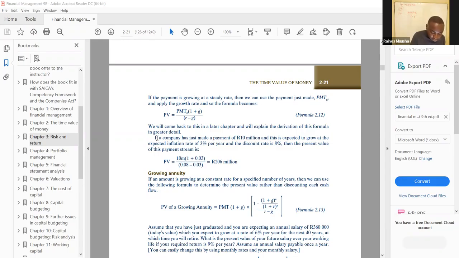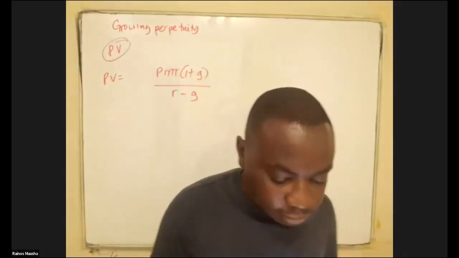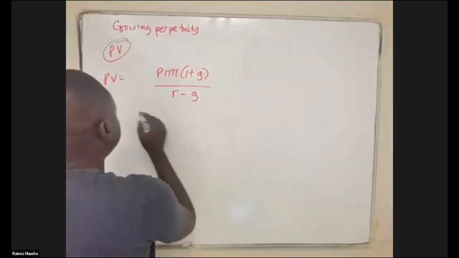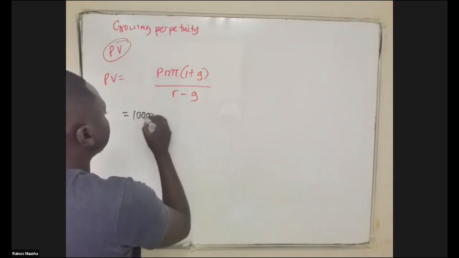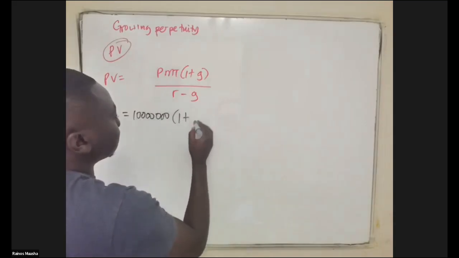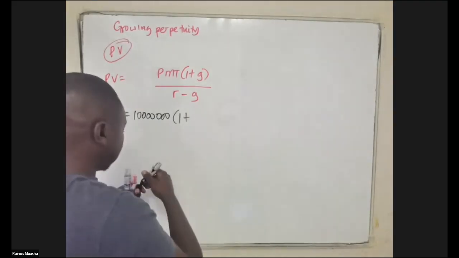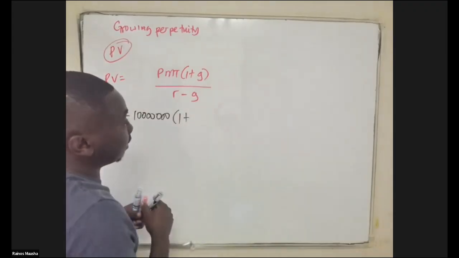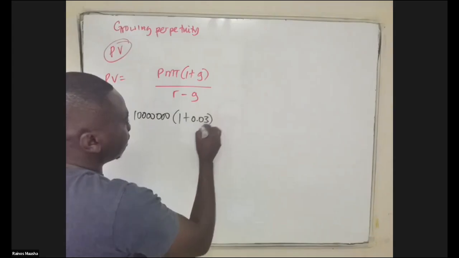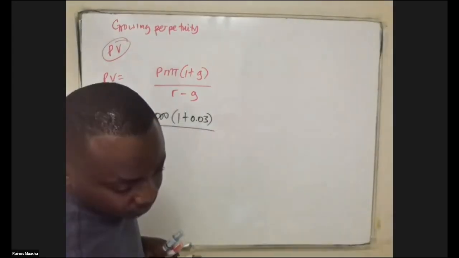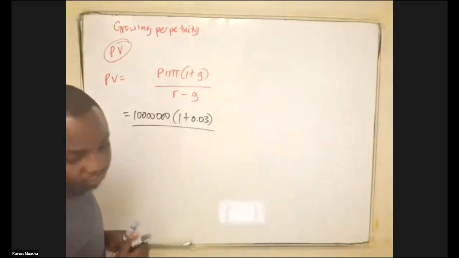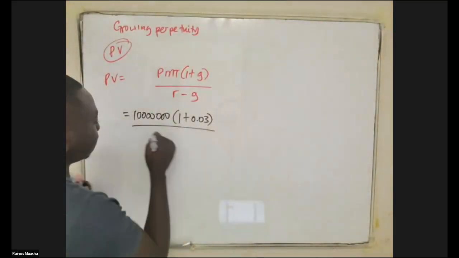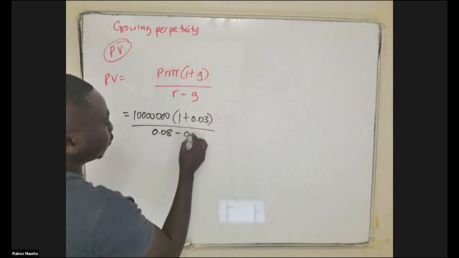So your perpetuity is the 10 million rand. It's going to be growing at 3%, and the discount rate which you're going to be using in this case is equal to 8%. So to find the present value of this growing perpetuity, the present value is equal to 10 million in brackets 1 plus the growth rate as a decimal. The growth rate and the interest rate per year always have to be added as a decimal if I'm going to put them in the formula. So the growth rate is 3%, so it's 0.03, over the required rate of return. On the question, they say the required rate of return or the discount rate is equal to 8%, so as a decimal it's 0.08 minus 0.03.